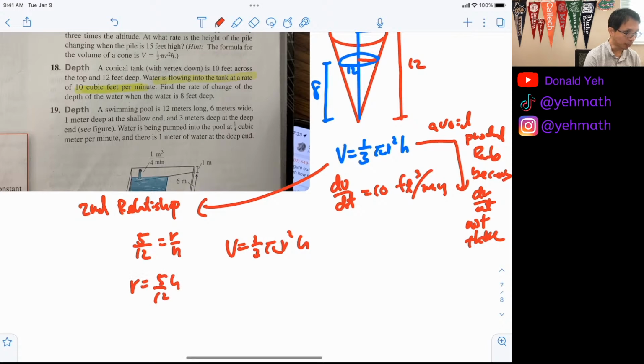5/12 h. I multiply h on both sides, and that's equal to volume equal to 1/3 pi, and this is going to be 5/12 h squared h. Now what happened? We only have one variable to deal with. We don't have dr/dt to work with anymore. We just work really strictly with the h.